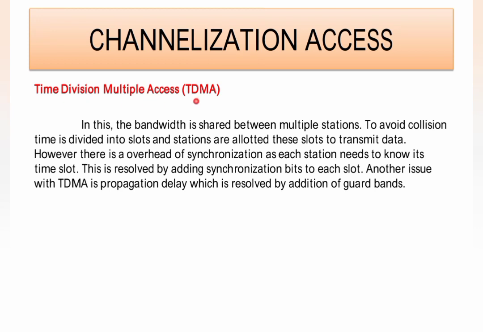The next one is the time division multiple access protocol. In this, the bandwidth is shared between multiple stations. To avoid collision, time is divided into slots and stations are allotted these slots to transmit the data. The channel is divided into multiple time intervals and each station is allotted a particular time interval to transmit. However, there is the overhead of synchronization, as each station needs to know its time slot. There must be proper synchronization between stations, which is resolved by adding synchronization bits to each slot. Another issue with TDMA is propagation delay, which is resolved by the addition of guard bands.